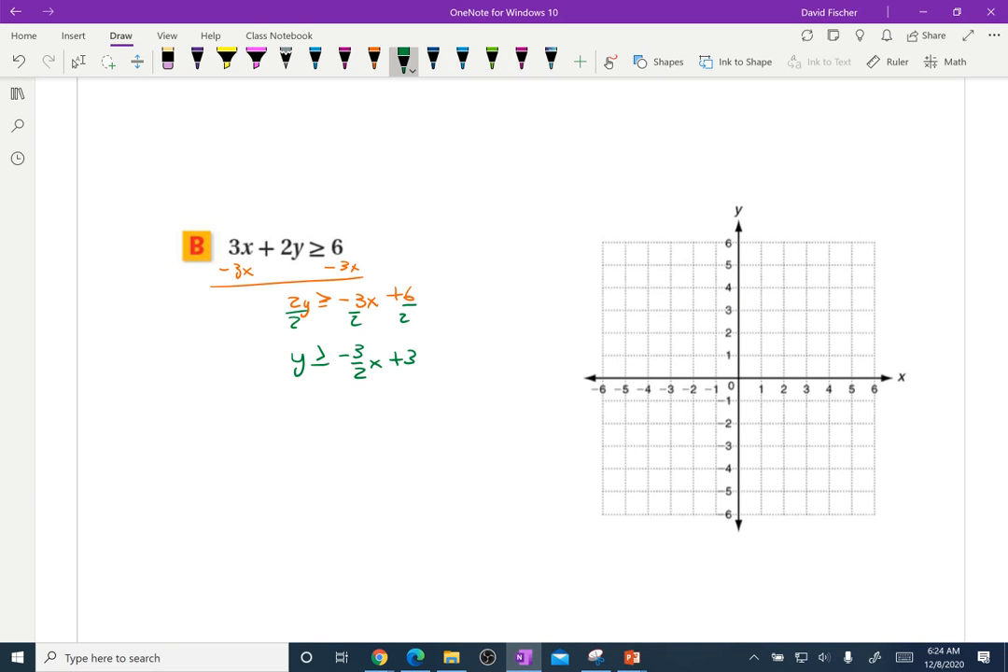So if it's in the y equals mx plus b form, there's what I got. So now let's go over and graph it. Now, as I look at my sign, I see an or equal to sign. So I want to have a solid line here. So my y-intercept was 3. I have a negative slope.